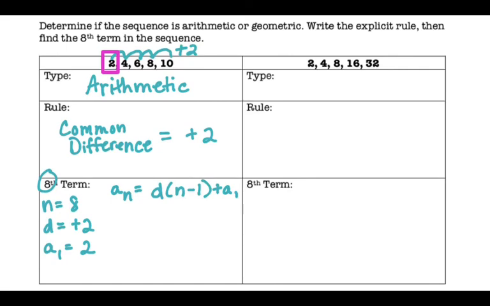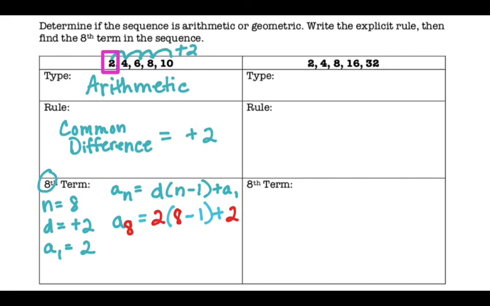Now I take those 3 numbers and plug them into my formula. Instead of writing A sub n, I'm going to write A sub 8. Instead of writing D, I write 2. Instead of writing n, I write 8. Instead of writing A sub 1, I write 2. And now I just compute the answer.